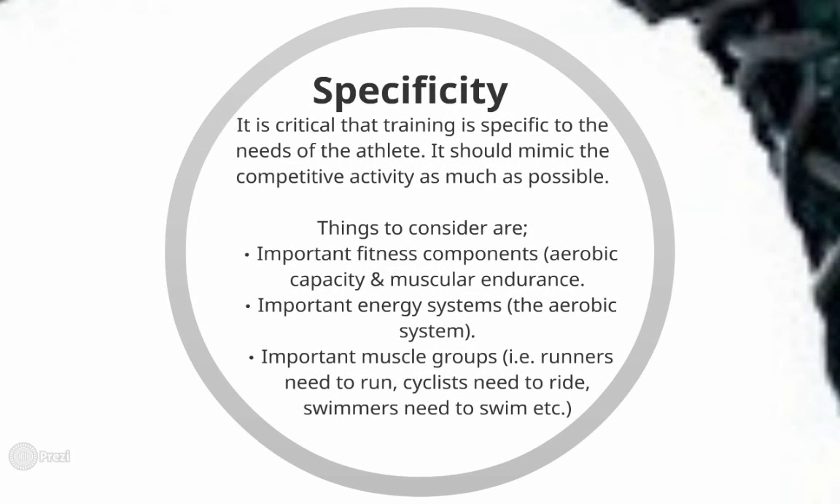It's critical that training is specific to the needs of the athlete. It should mimic the competitive activity as much as possible. So things to consider are the important fitness components. We've talked mainly at this stage about aerobic capacity and muscular endurance, important energy systems, in this case the aerobic system, and important muscle groups. The best way to do that is to make sure that you're doing common activities. In simple terms, runners need to run, cyclists need to ride, and swimmers need to swim. So if you're involved in an activity that involves lots of running, your training should involve lots of running.